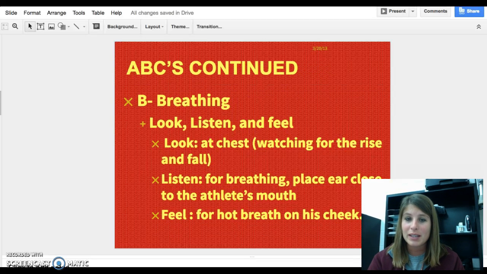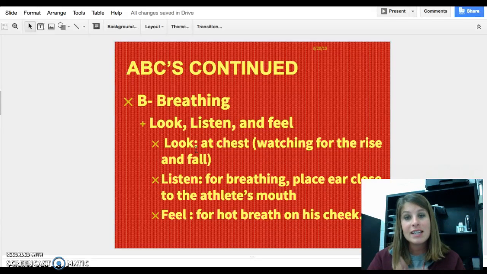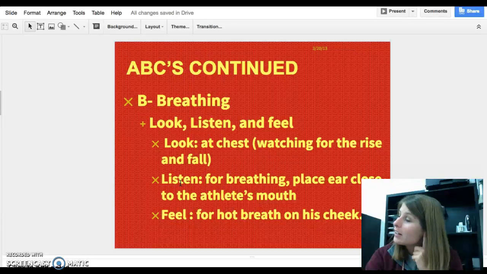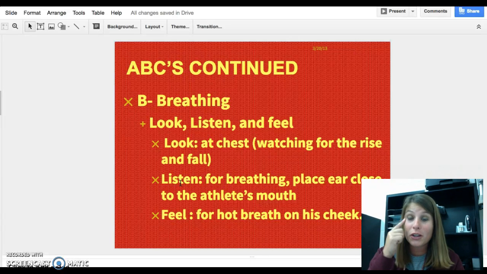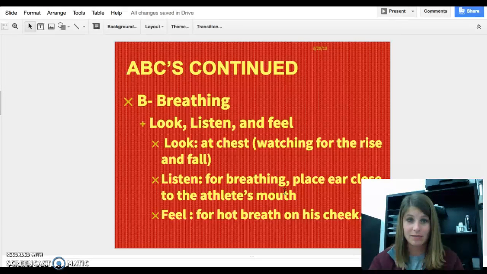So the B component is what we break down into look, listen, and feel. This all has to do with breathing. So the look part, you're going to look down at the victim's chest to see if you can see it actually rising. That would be an indication that they are at least breathing on their own. You're going to put your ear to their mouth, while you're still looking down at the chest, and you're going to try to hear any sounds of breathing. Can you hear the air coming out of their mouth?